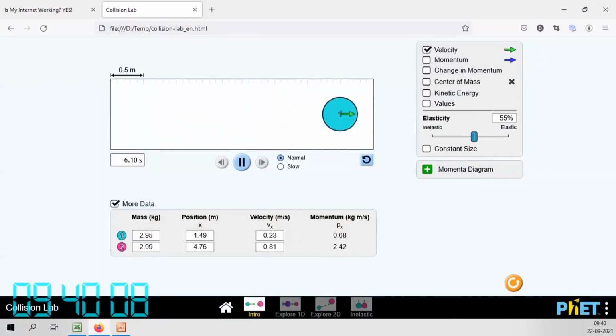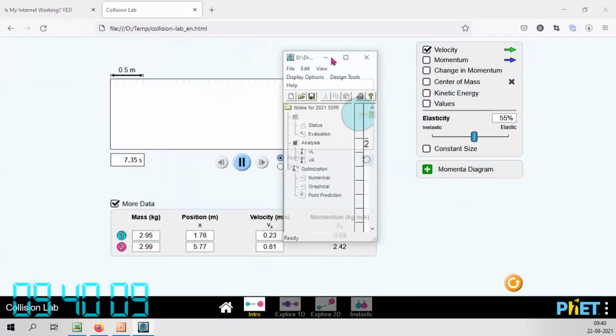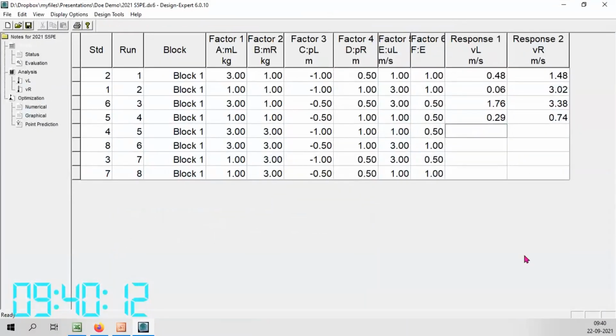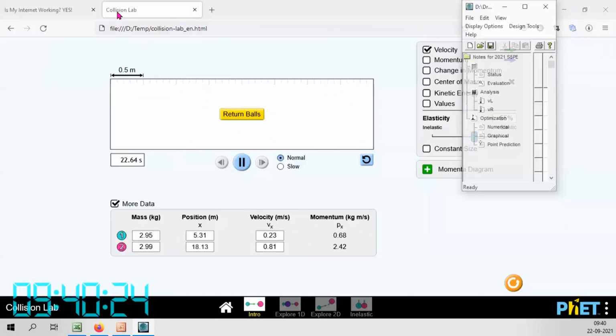So 0.23 and 0.81. Then we have 3, 3, minus 0.5, 1.